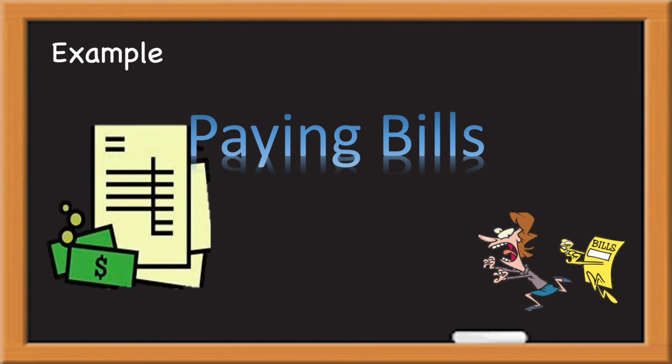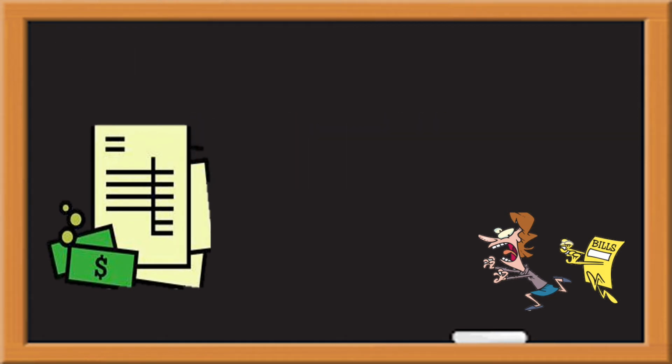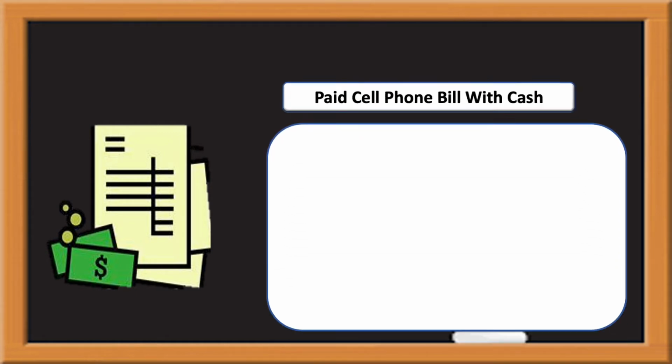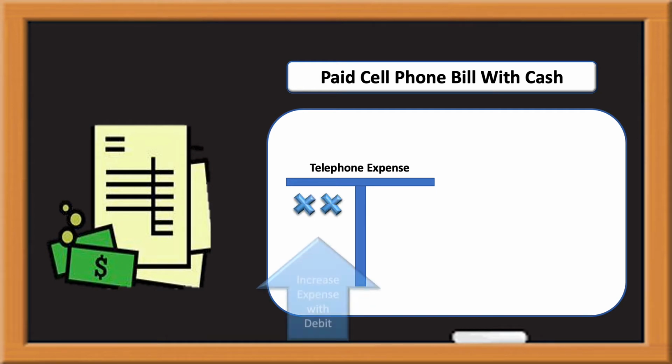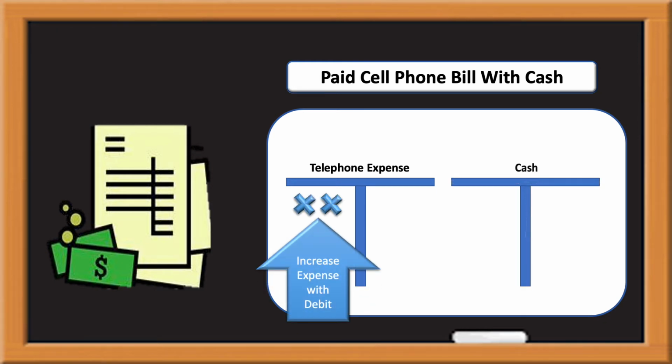Another great example is paying bills. A business will want to document all of their expenses in T accounts. In this example, a business is paying for the company's cell phones with cash. The first T account we will look at is telephone expense. To make the expense go up, we need to debit it. The other account we will look at is cash. Cash is an asset, and to decrease an asset, you need to credit it.